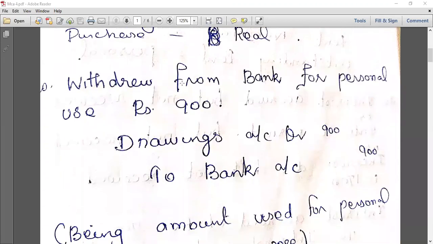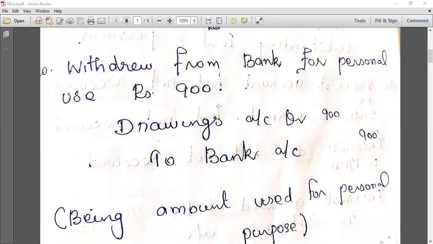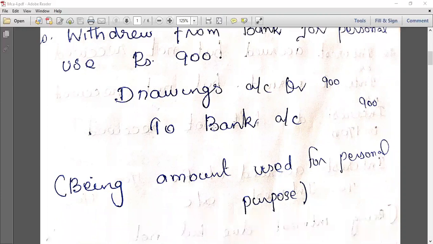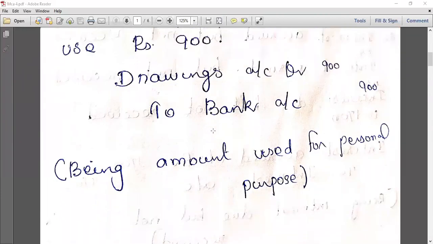Next, withdrew from bank for personal use, rupees 900. In this case, the owner of the business takes the amount for personal use from the bank. So the entry is drawing account debit to bank, being amount used for personal purpose. So we put drawing.